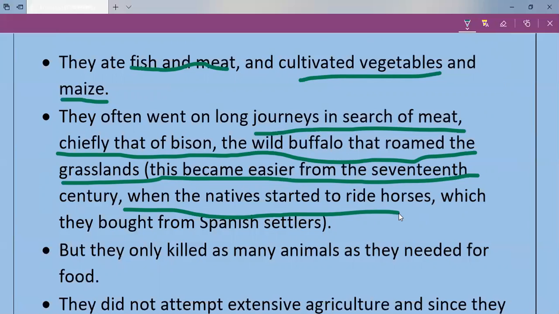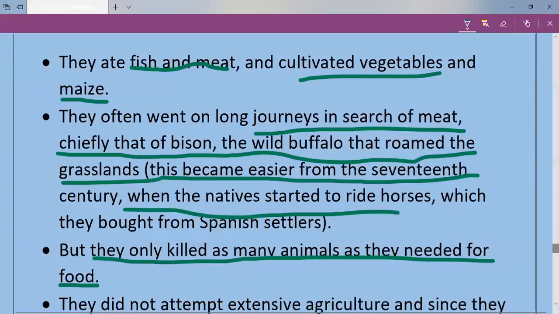But they only killed as many animals as they needed for food. They did not do deforestation. They did not kill all the animal species in a forest. They only killed those animals which they needed for food. If they needed only one animal, they would kill only one animal, not 50, 60 animals.